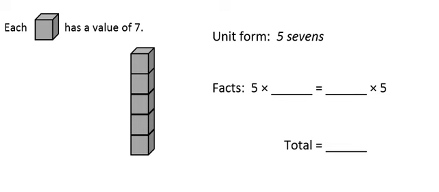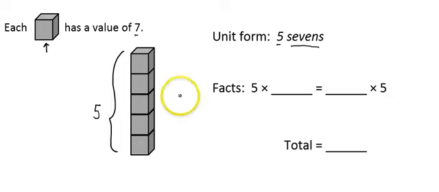solve multiplication problems. In my first problem, I'm told that I have a unit, which is represented by the cube, and it has a value of 7. If I look at my picture, I have 5 of those units. So in unit form, we would show the picture as 5 sevens. And we're writing the unit form as a word.